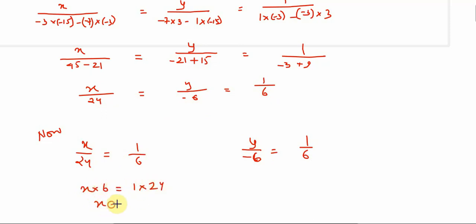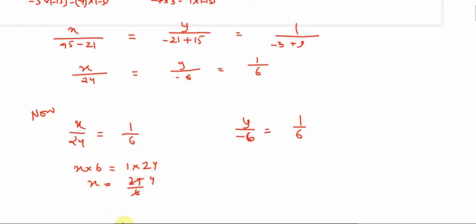So x equal to, if you transfer this 6, you will get 24 by 6. So 6 4s are 24. So we have x is equal to 4. So we got the value of x. Now for y, cross multiply, y into 6 and 1 into minus 6. We have y is equal to 1 into minus 6 is minus 6 divided by 6. 6 1s are 6. So we have y equal to minus 1.